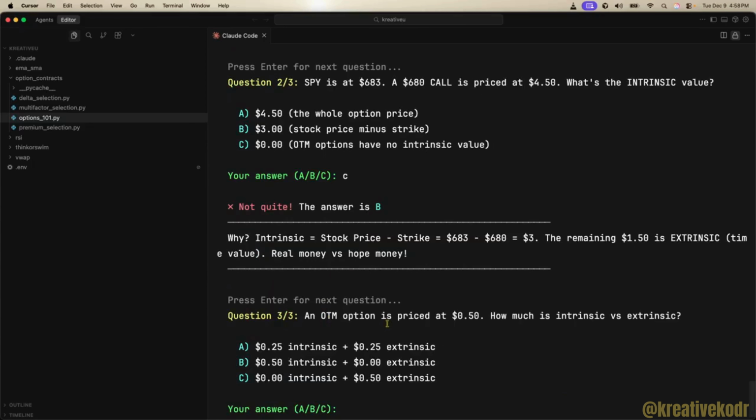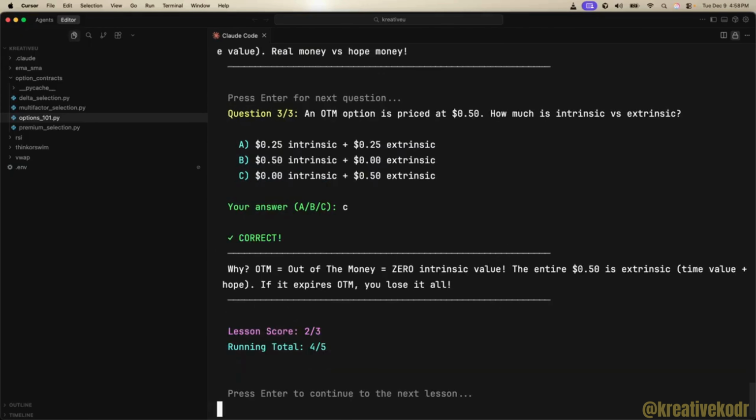All right, an out of the money option is priced at 0.50. What is the intrinsic versus extrinsic value, right? Out of the money option, right? So it told us the answer up front. Out of the money is completely extrinsic. It is not intrinsic, right? So it's going to be 0 intrinsic, 50 extrinsic. So we're going to hit C.